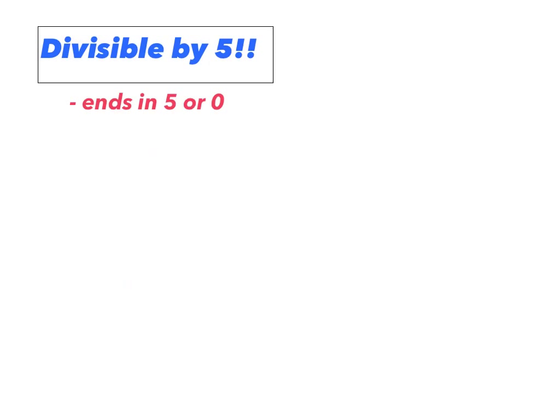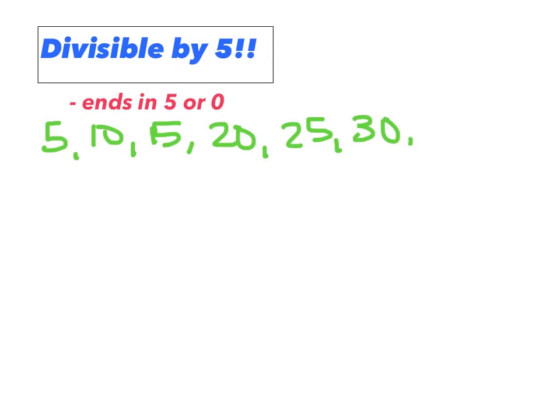Numbers that are divisible by 5, I'm going to show you our first few multiples of 5. If I asked you to count by 5, you would say 5, 10, 15, 20, 25, 30, 35, 40, on and on and on. What do you notice about this pattern? Well, you notice that every single number that's divisible by 5 ends in a 5 or a 0. So that's all you look for to see if a number is divisible by 5, is to see if it ends in a 5 or a 0.